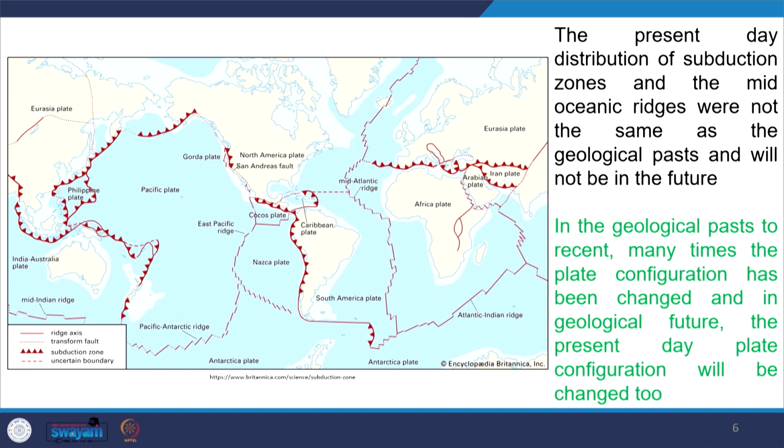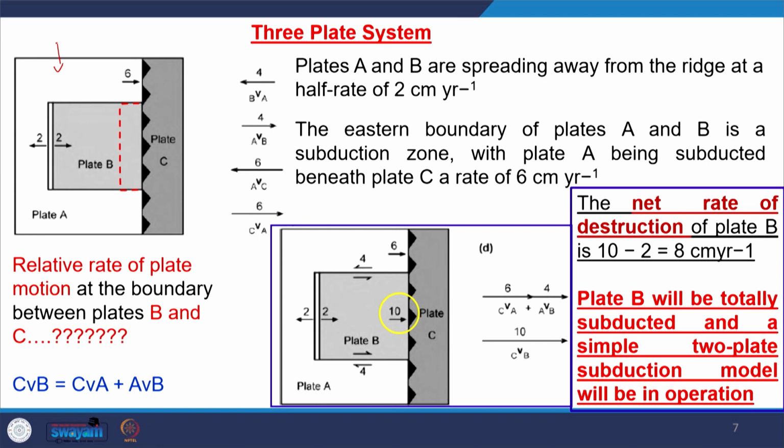So, starting from the beginning of this earth, there are many supercontinent cycles, many Wilson cycles, and the plates' dimensions have changed, their velocities have changed, their directions have changed. So, that is why the earth has evolved in a number of ways in terms of plate tectonics. Now, let us talk about a 3 plate system.